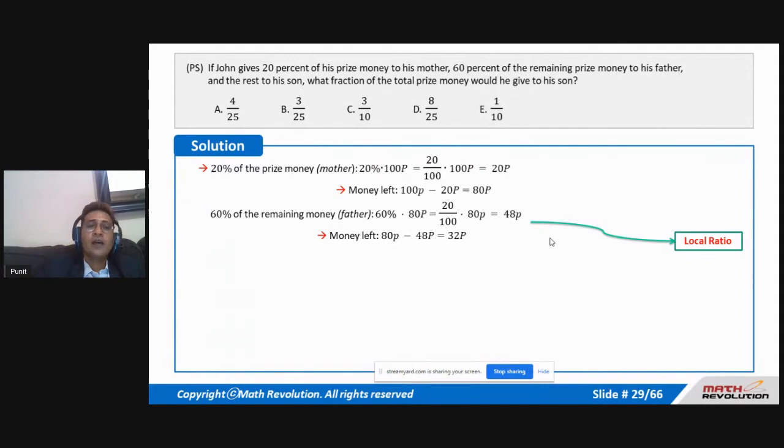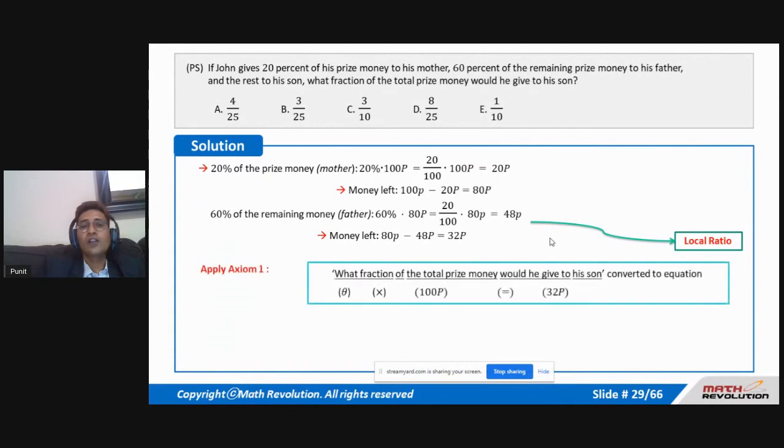So we have been left with 80 minus 48, which is 32p. Now this is given to whom? So this is how the application of axiom 1 looks like to us. What fraction of the total prize money would he give to his son? Let's convert this into an equation. So what stands for a symbol theta?